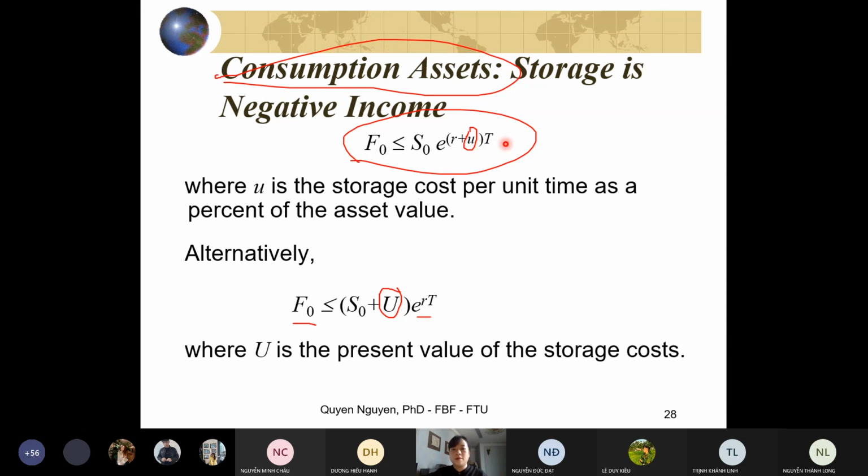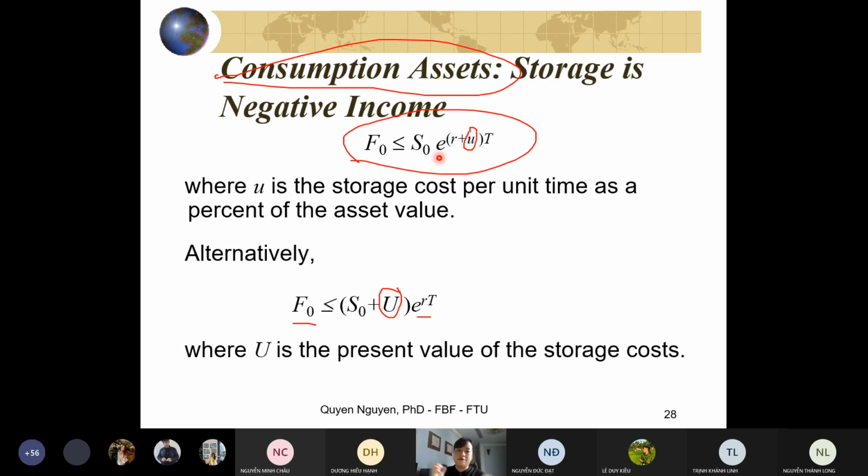But in this formula, if u is expressed as an absolute value rather than a percentage, then we can see one difference lies in the way that we have the smaller or equal to sign. What does this mean?